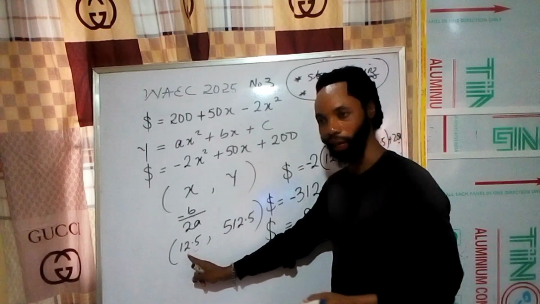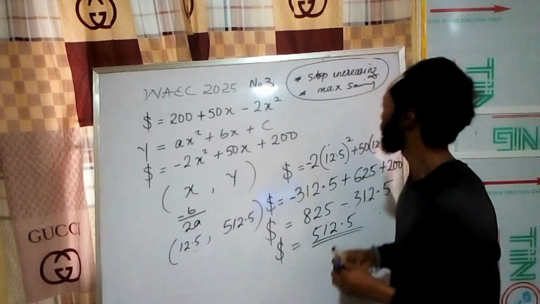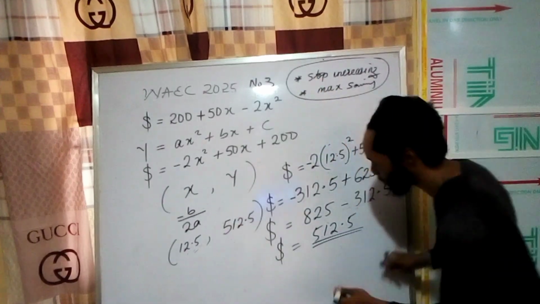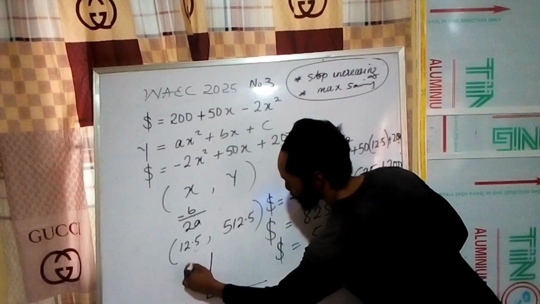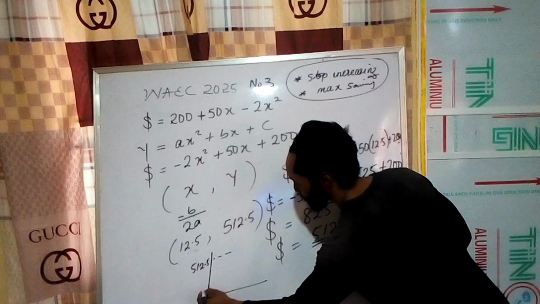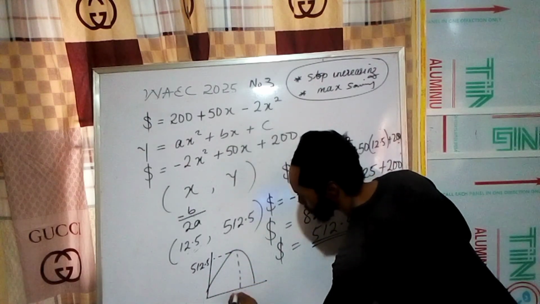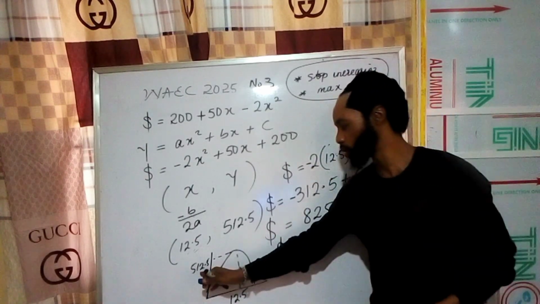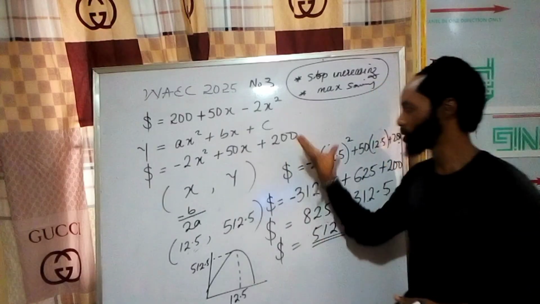So at this time, what will happen? The savings will stop increasing. So we're looking at a graph like this. 512.5 and 12.5. So this is what we are asked to do.